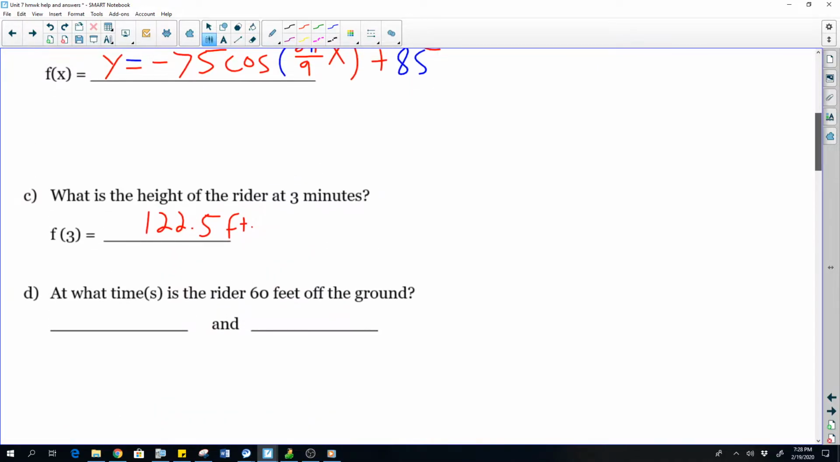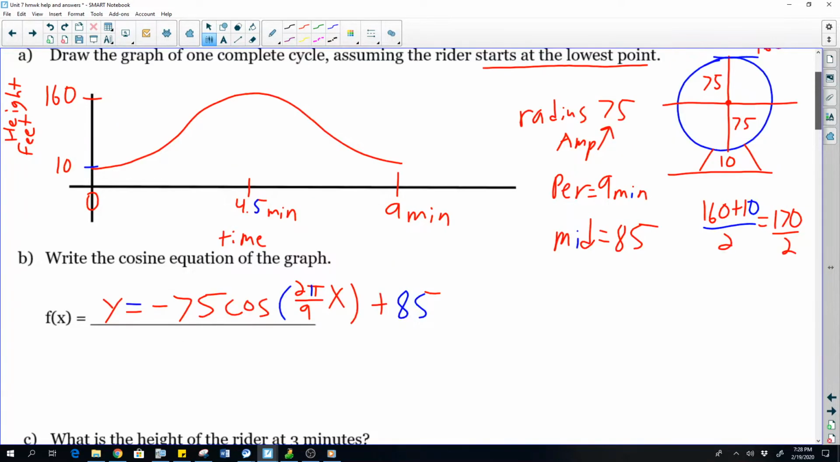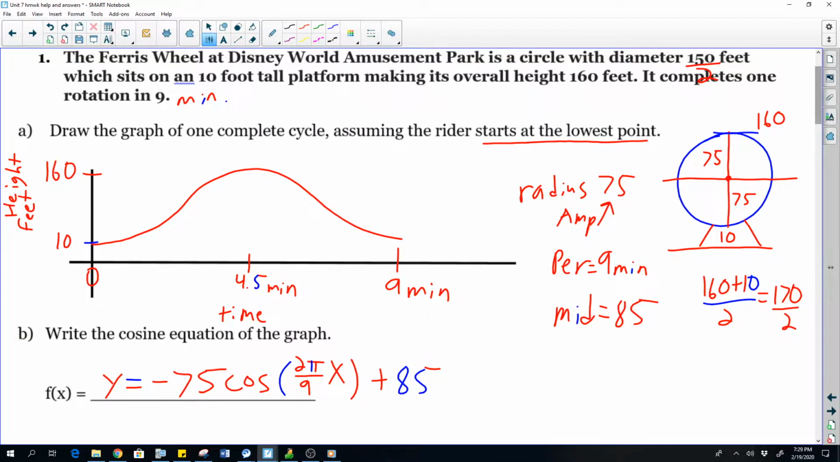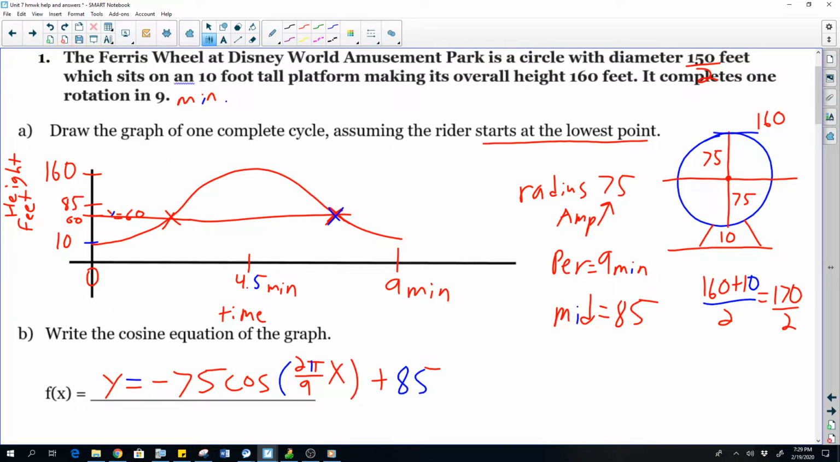Now this next part: at what time or times is the rider at 60 feet off the ground? And so 60 feet, right? Well, our midline is 85. So 60 feet is going to be lower. And so if we actually put in our calculator y equals 60, it's going to give us those times if we mark off the intersection, right? It's going to give us those times there at y equals 60.